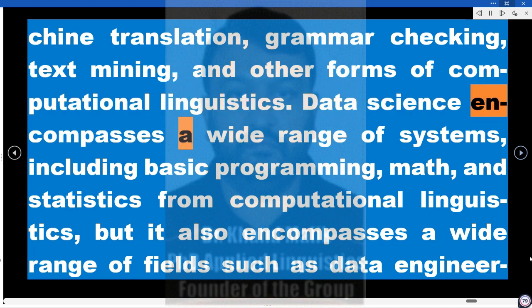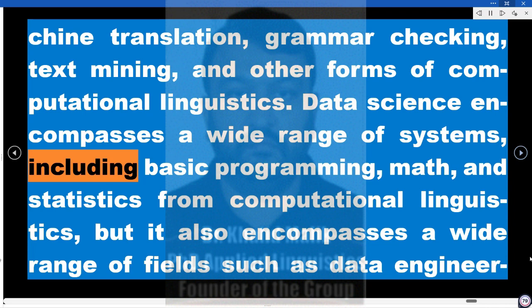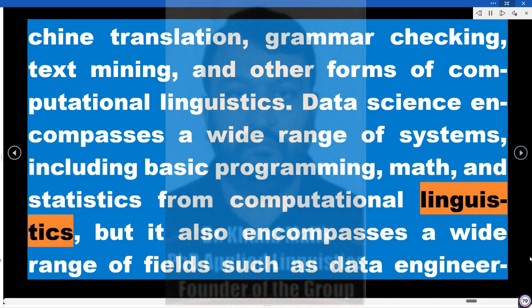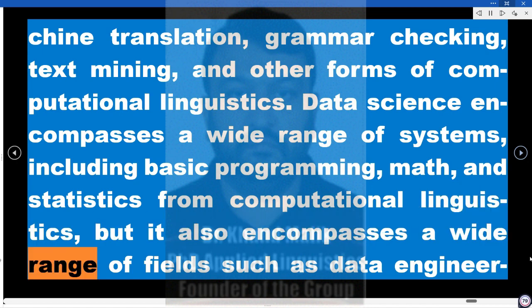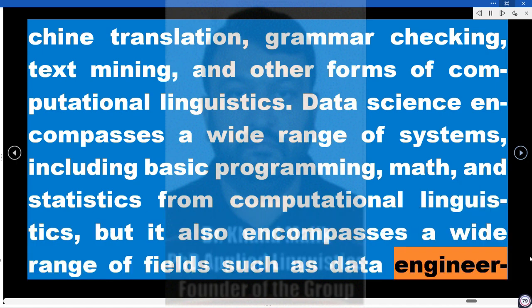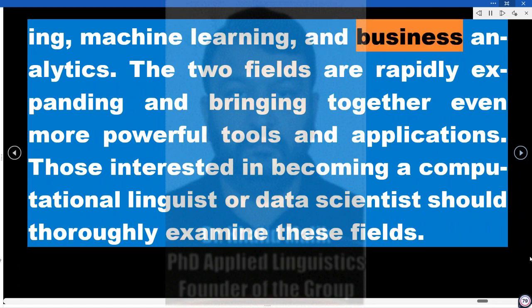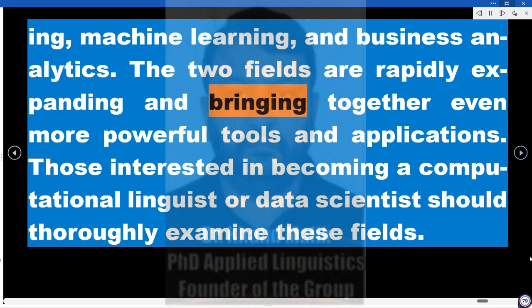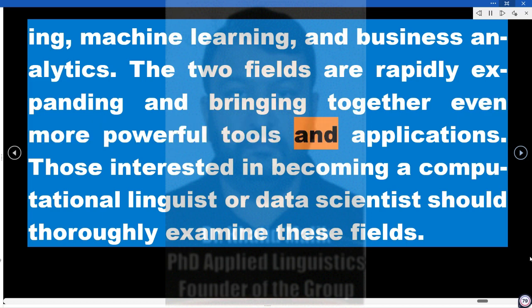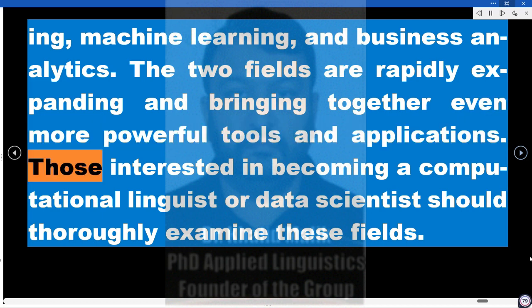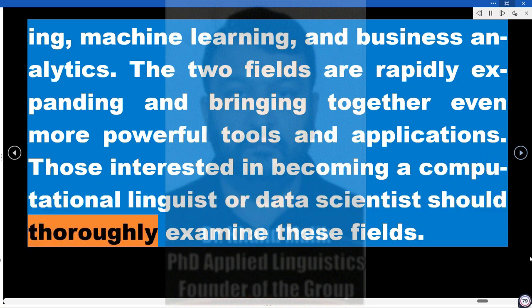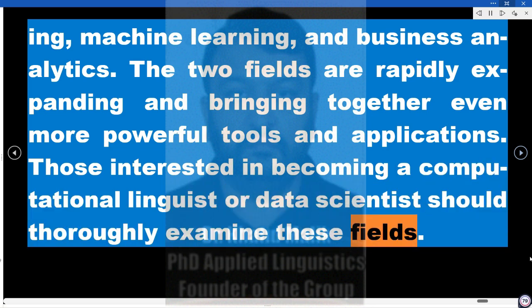Data science encompasses a wide range of systems, including basic programming, math, and statistics from computational linguistics, but it also encompasses a wide range of fields such as data engineering, machine learning, and business analytics. The two fields are rapidly expanding and bringing together even more powerful tools and applications. Those interested in becoming a computational linguist or data scientist should thoroughly examine these fields.